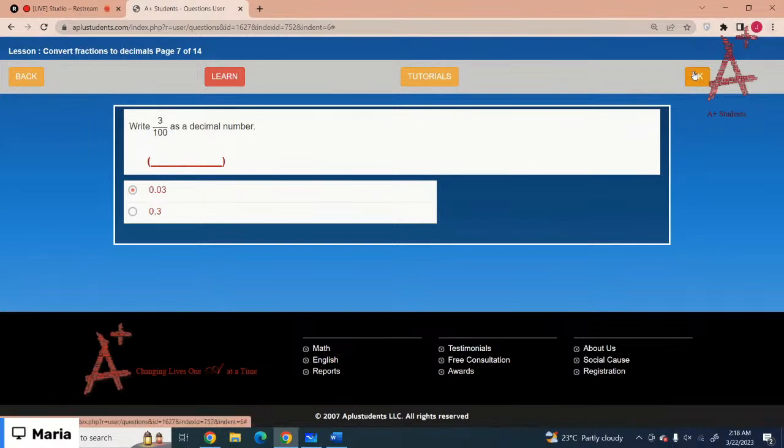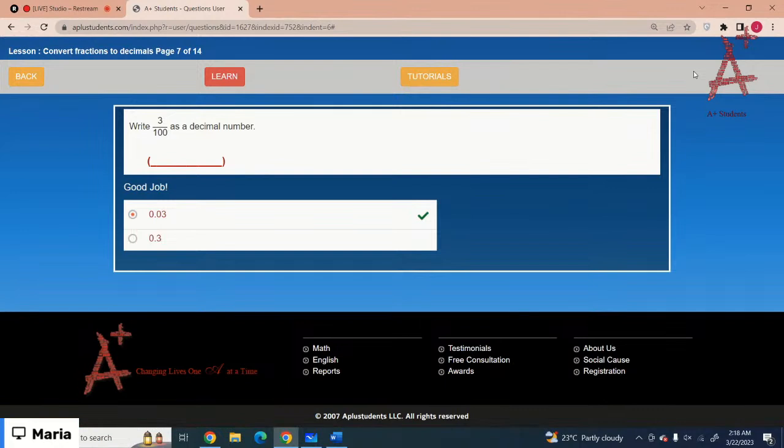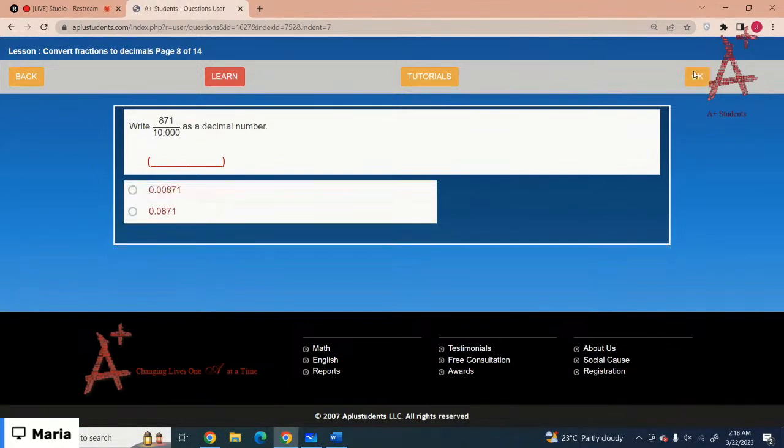If you already know the answers, you can just write down the answer in the chat box. 871 divided by 10,000. Because when you are answering, I think I'm explaining it well. And when no one is answering, I think no one is getting the lesson I am explaining.